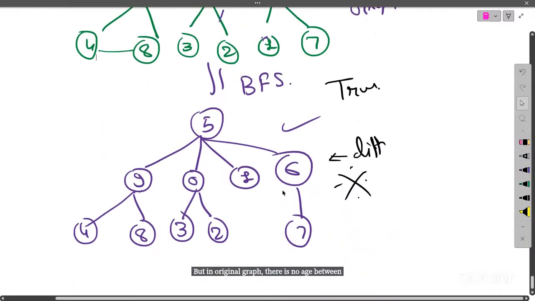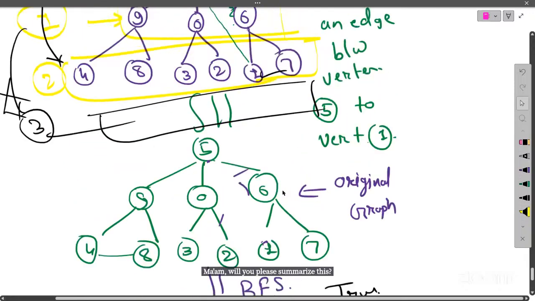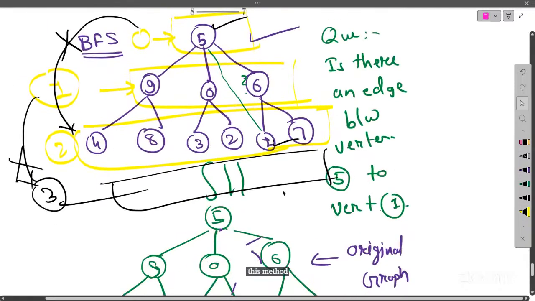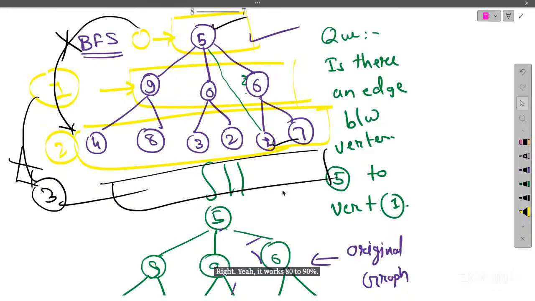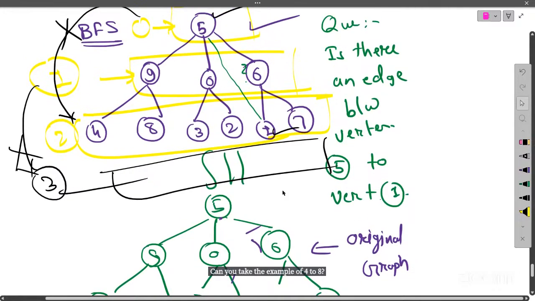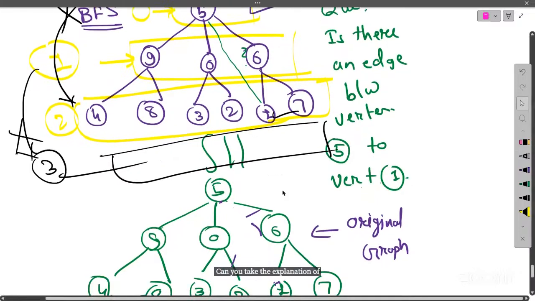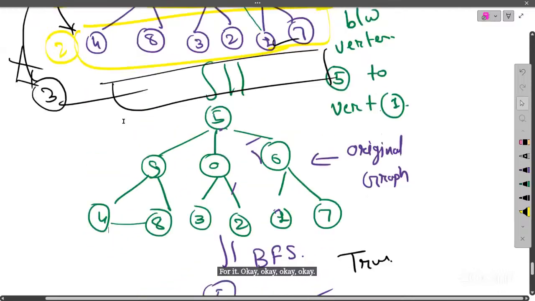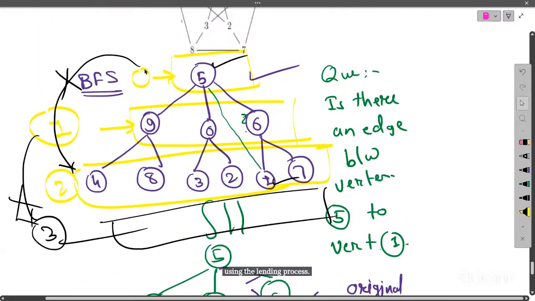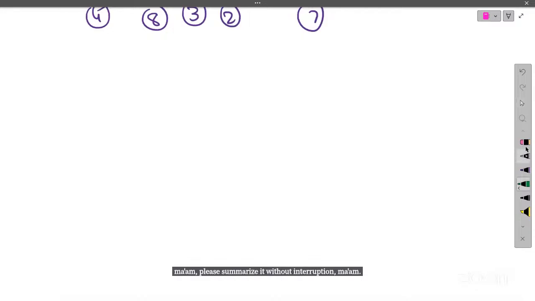Ma'am, will you please summarize this? This method is a lengthy one, making the BFS tree again. So this level process is easier, but it works 80 to 90% of the time. Can you please take the example of 4 to 8? Will there be an edge from 4 to 8? Ma'am, please summarize the lengthy process without interruption.